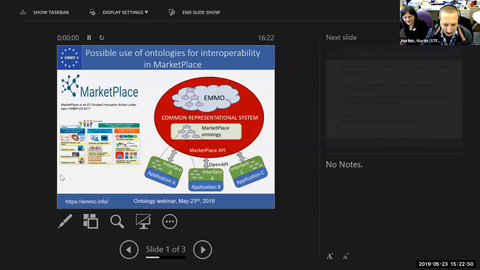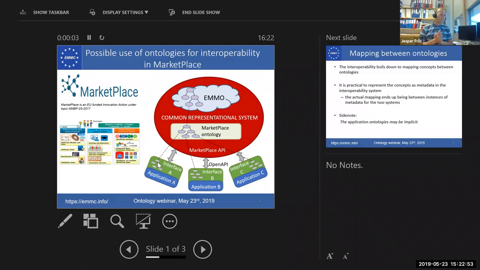Perfect. So what I want to show, very shortly here, is just a possible use, how we have been discussing ontologies, and especially EMMO, can be used in the marketplace project. So it's based on EMMO on the top, the marketplace project. Maybe I want to start here at the left figure.